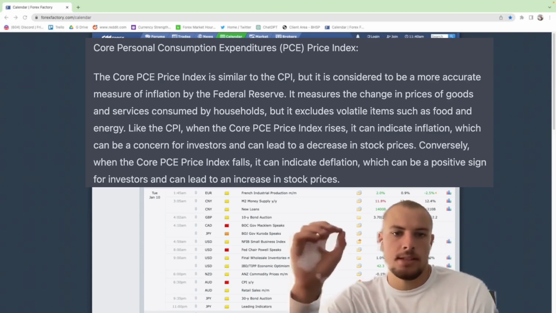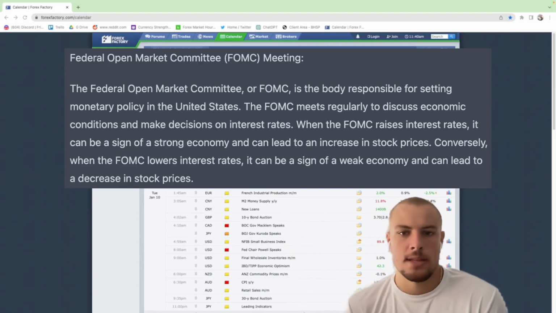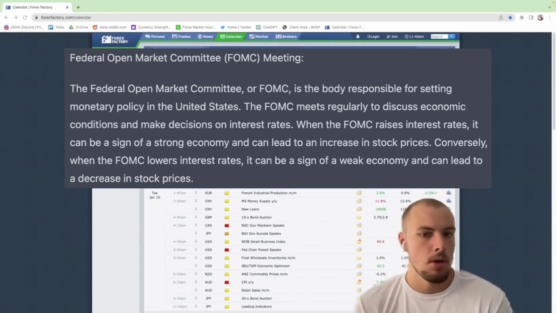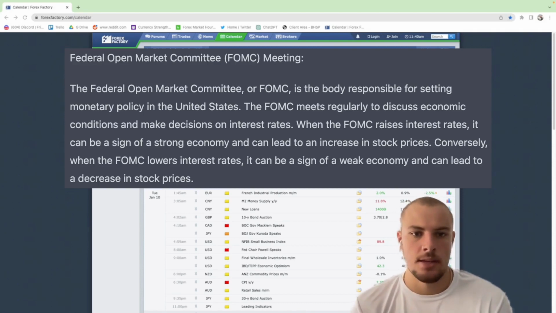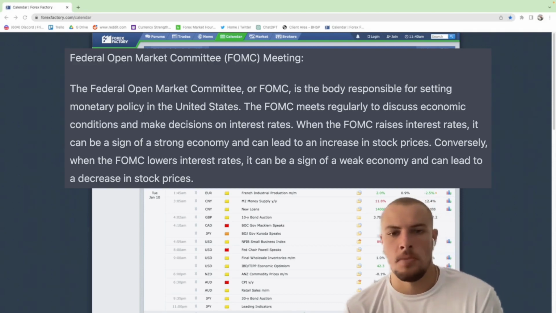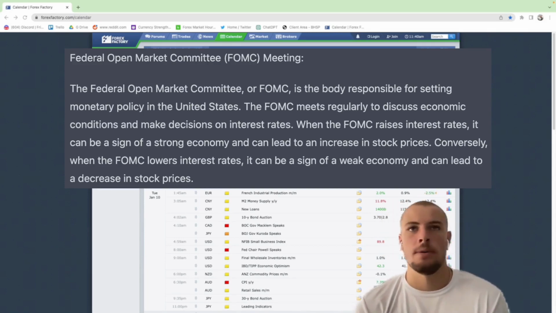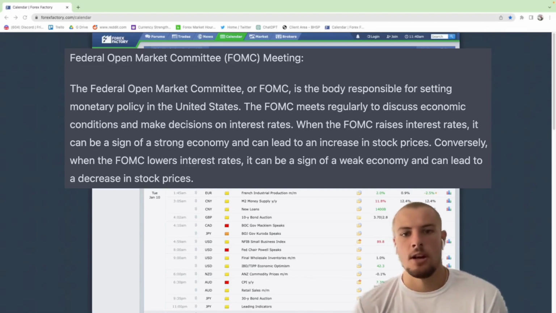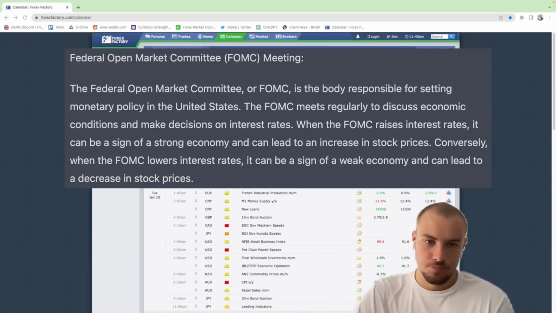The next most important thing is the FOMC meeting, all right? That's the Federal Open Market Committee, all right? The FOMC is the body responsible for setting monetary policy in the United States. The FOMC meets regularly to discuss economic conditions and make decisions on interest rates, okay? That's the key there, interest rates. So the FOMC has meetings on interest rates. If interest rates go up, that means borrowing money is more expensive and generally stocks will go down. And if FOMC decreases interest rates, that means money is cheap to borrow, which means everyone can kind of grow their businesses and generally stock prices will inflate, okay?